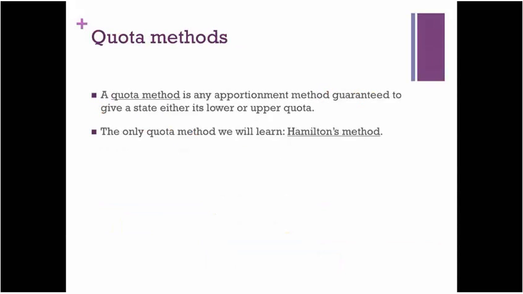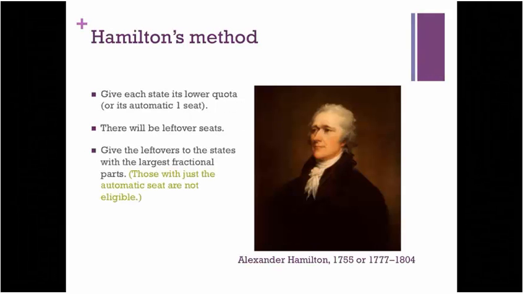Now, a quota method is any apportionment method that's guaranteed to give each state either its lower quota or its upper quota. Here we are going to learn about one of those methods, and that's Hamilton's method. All right, so what does Hamilton say to do? He says, first of all, give each state its lower quota.